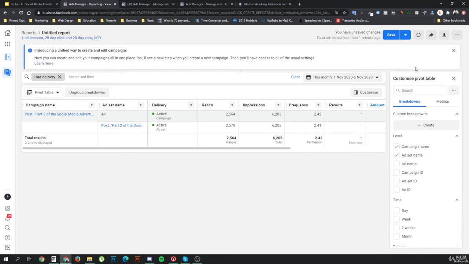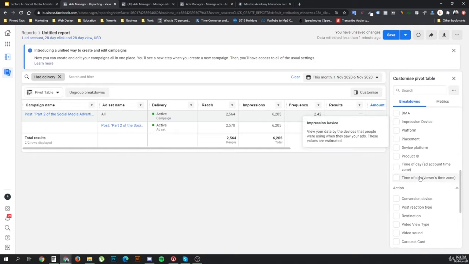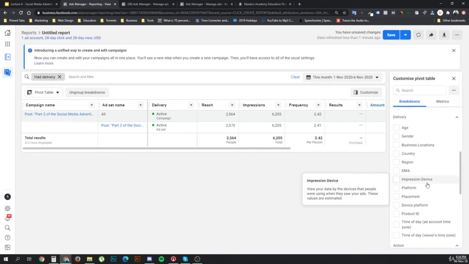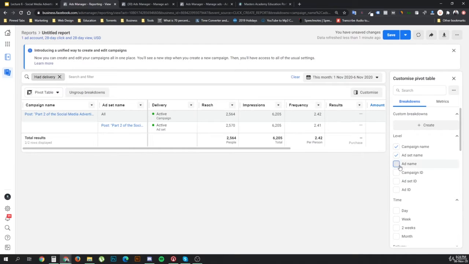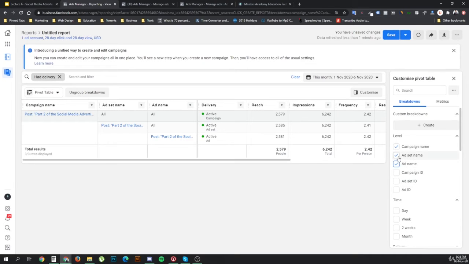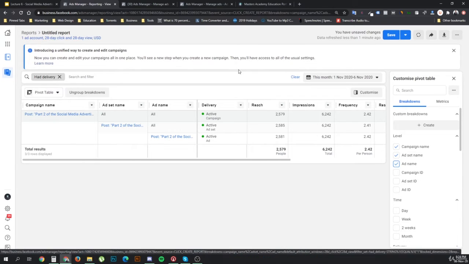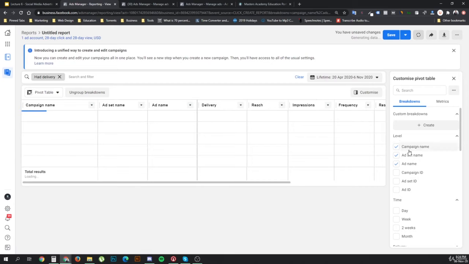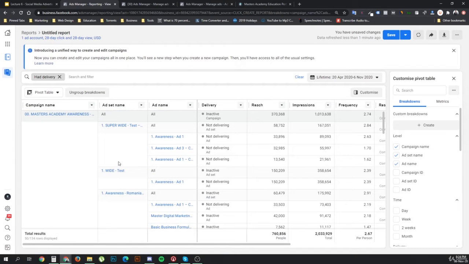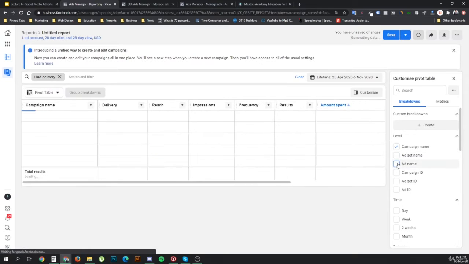First, you need to customize your pivot table and get out what you want to break down. Now, here are your breakdowns over here, and you can choose a lot of options. Generally, what you want to see is the campaign name, ad set name, and ad name. That's what you want to break down by, right? And I think it's just our period that is wrong. So let's just get some more campaigns over here. Let's select the campaign name.